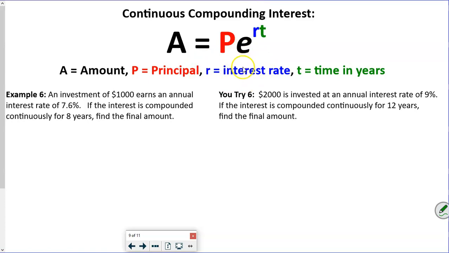So if it was 6%, it's going to be 0.06, or whatever it is. We're going to move the decimal 2 places to the left or divide it by 100, okay?